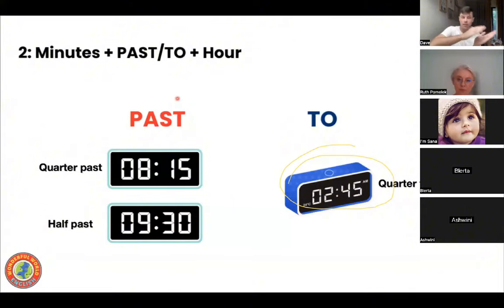This is just a good way to say it when it's on any kind of 15 minutes: 15, 30, 45, the hour. So it's 8 o'clock, it's 8:15, it's 8:30, it's 8:45, it's 9 o'clock. And we just keep going like that.